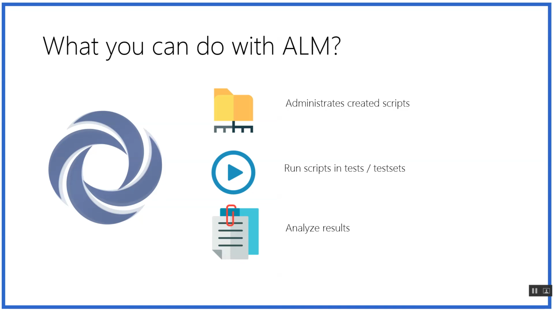The last point here is that you can analyze results. That means that when you execute some tests or some accumulation, some sequence of multiple UFT scripts, you can see whether an error occurred on script 4 because of this and that. And in ALM, you can analyze these results.